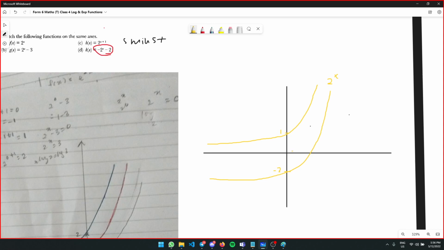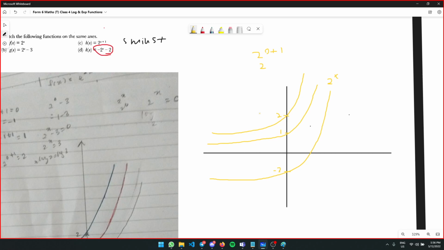Then your third function, 2x plus 1. How will 2x plus 1 look like? It will be slightly higher. Why slightly higher? Imagine when x equals 0, then it will be 2 to the power of 0 plus 1. 2 to the power of 0 is 1, plus 1 is just 2. So here will be 2.